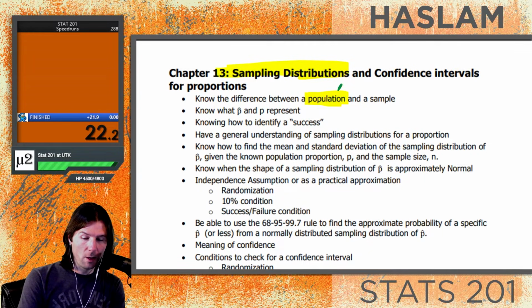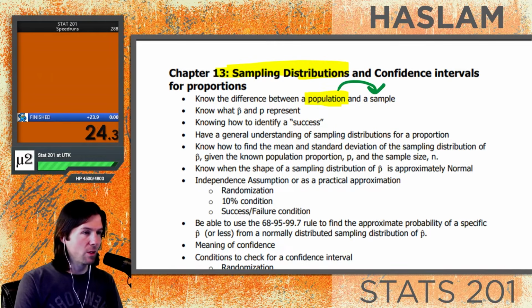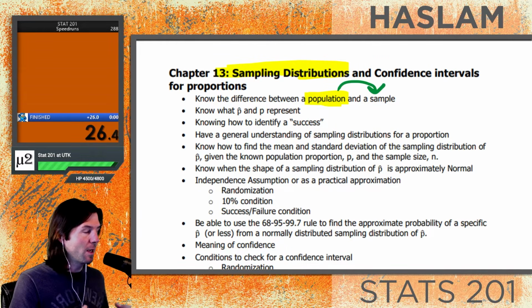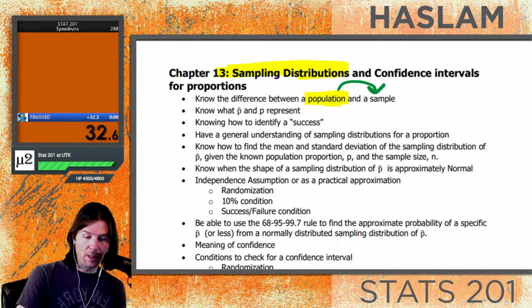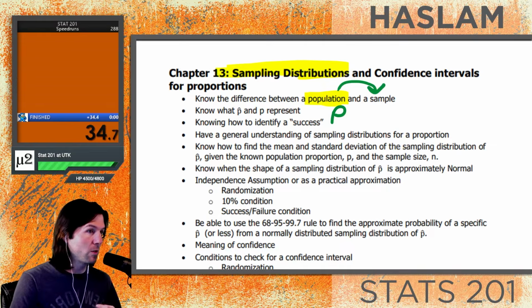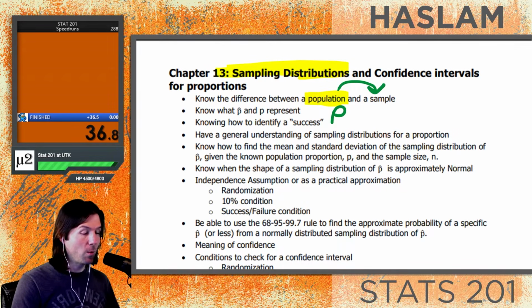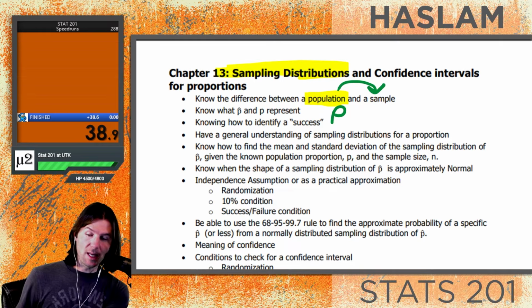And what does this mean? Well, when we talk about sampling distributions, maybe we work at a factory and we know 20% of our M&Ms are blue. So this means we know the truth for a population, and that would make this P right here. P is the truth for a population, and we're asking what might we see in a sample.